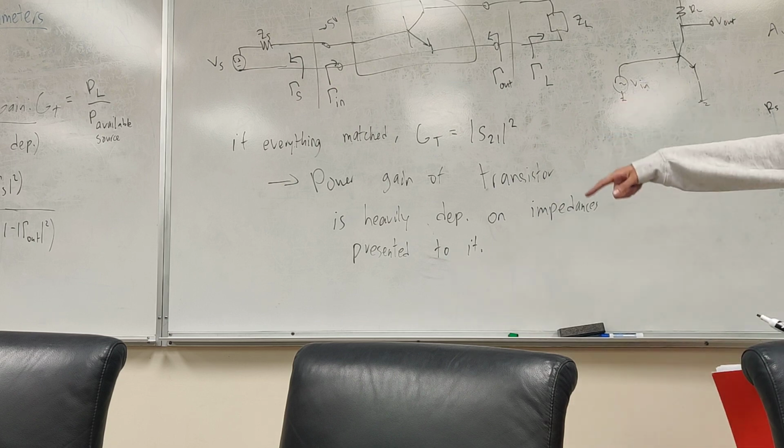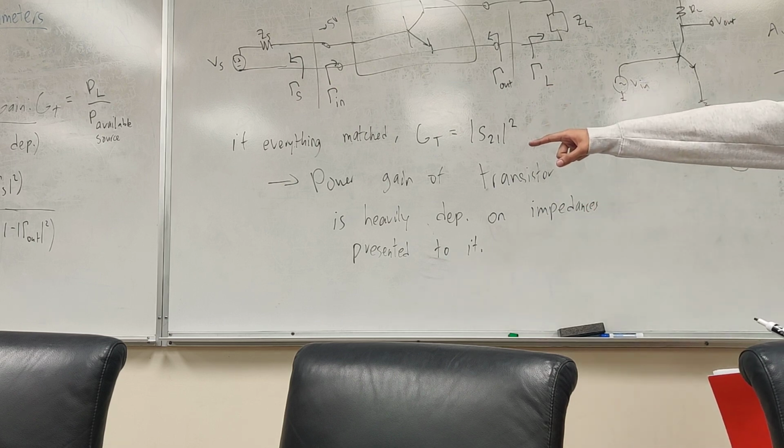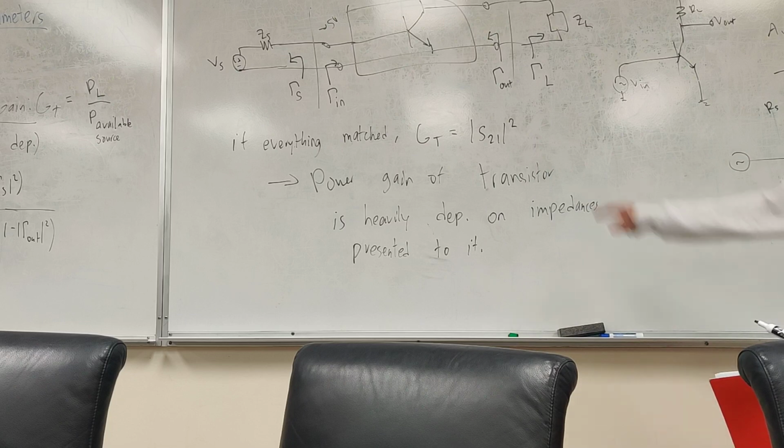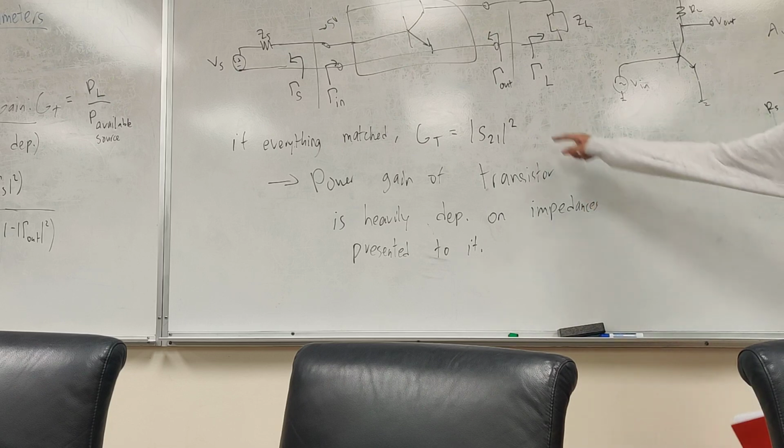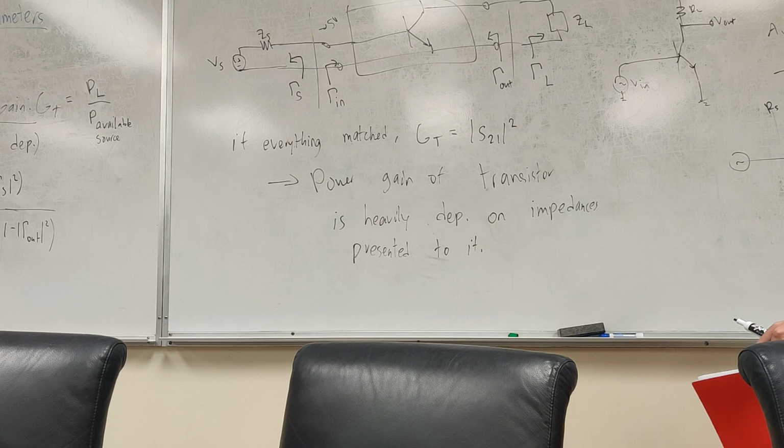Because if we use Z parameters, that equation wouldn't be as clean. We wouldn't just get the S21 squared. So it's kind of a clean result. Any questions so far? We can take a 5-minute break.